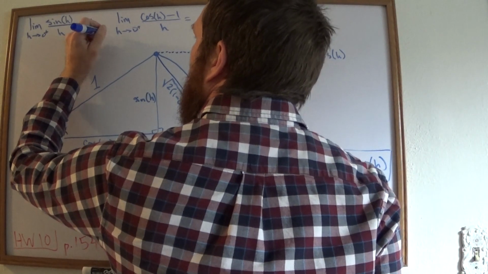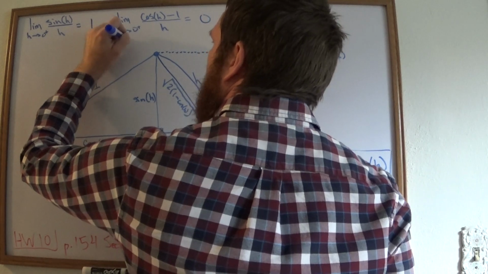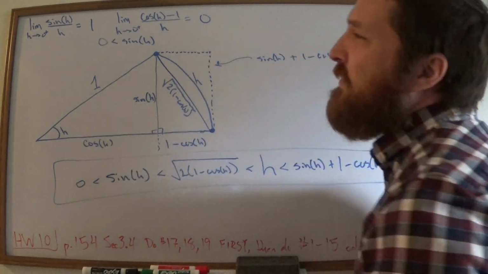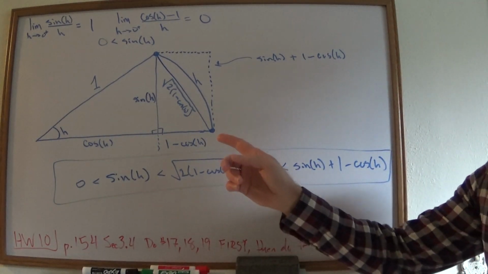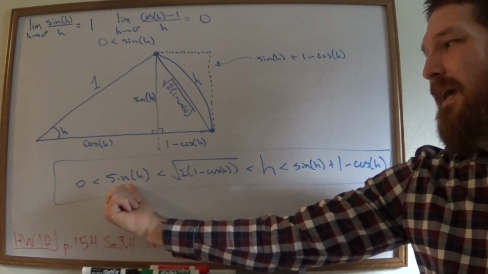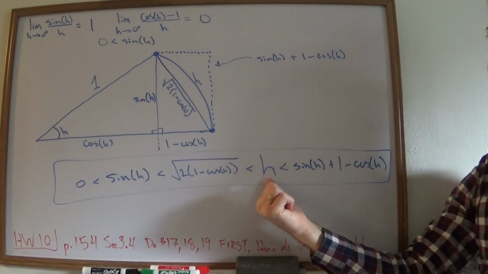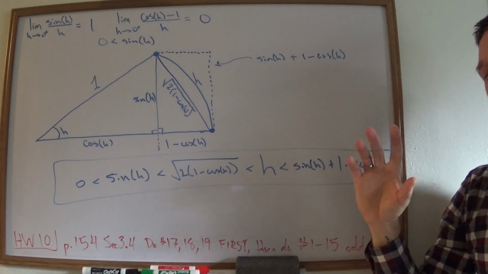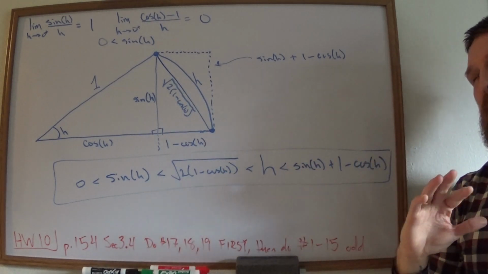I'll do it right here. 0 is less than sine h, and we're assuming this is for h positive. You see why this is a pain: when h is negative, when you're coming from the opposite side, this is a negative number, this is also a negative number, and now you're dealing with distances, and the distance itself is then negative.